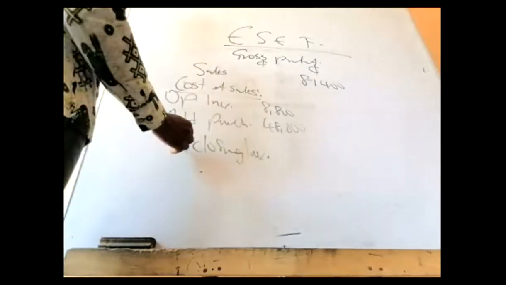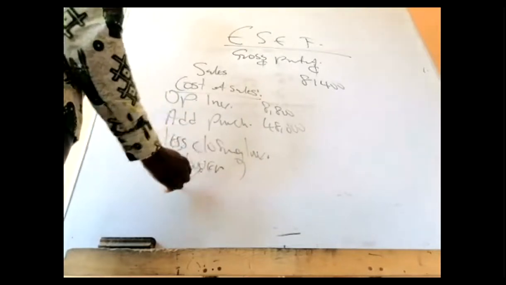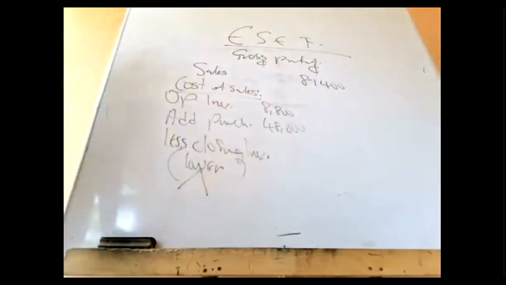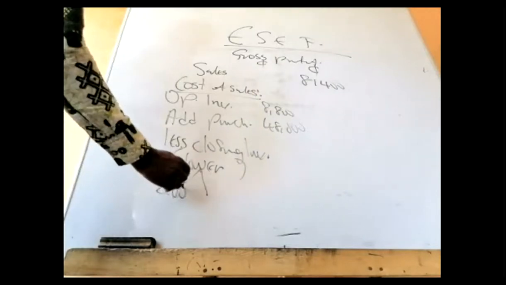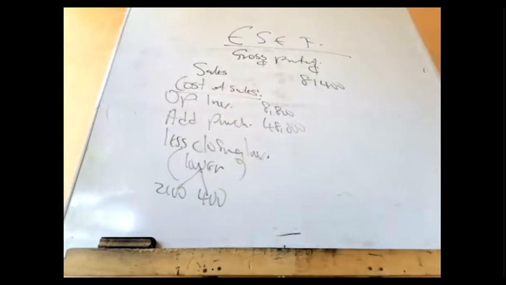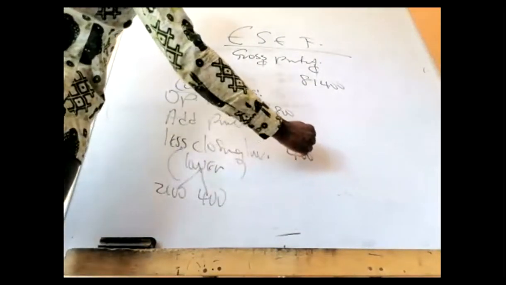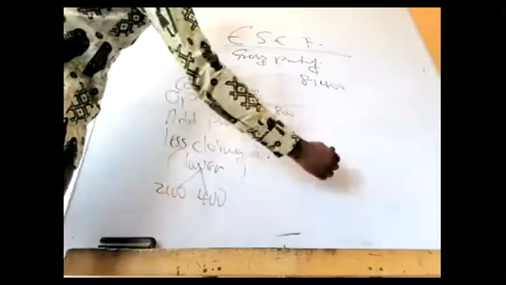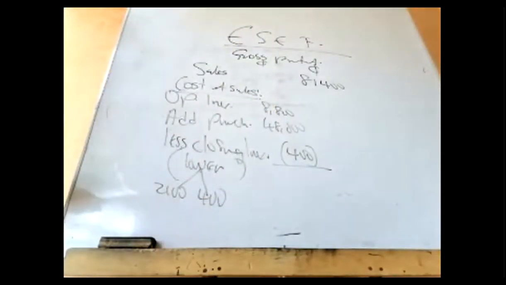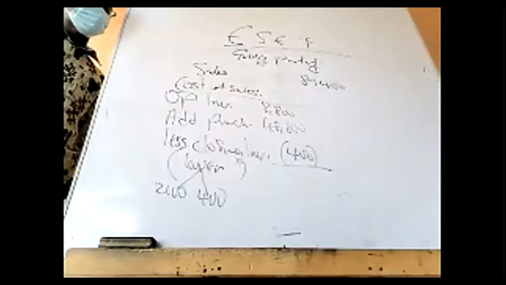Now for this closing inventory, we select the lower of the two values. The cost is 2,100 and the NRV is 400. So the closing inventory will be 400. So less closing inventory of 400, even though the cost is 2,100.